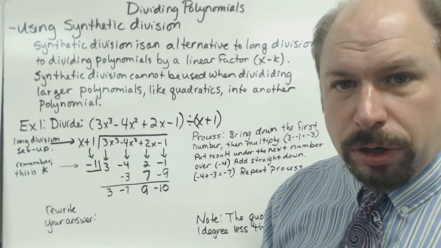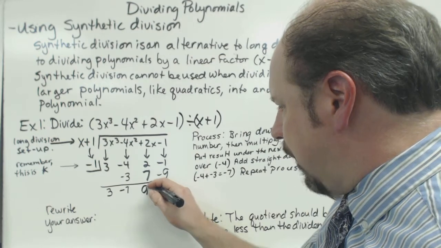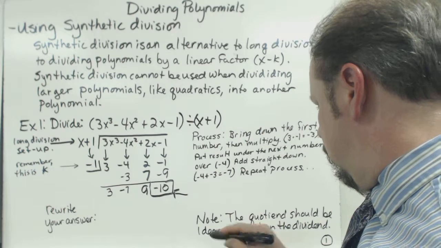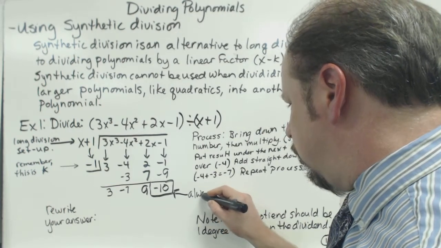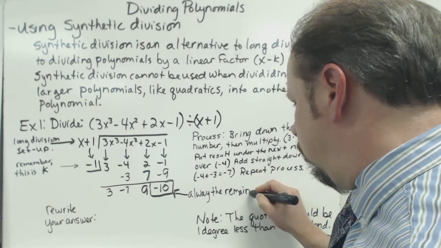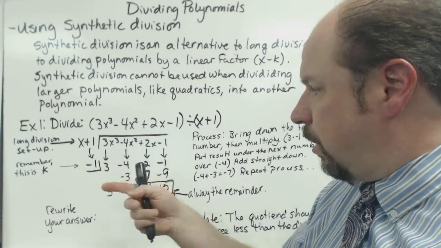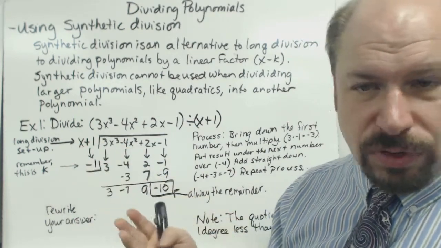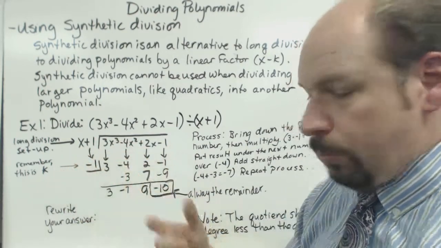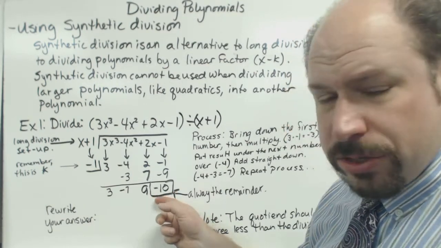Okay, so here's the tricky part. The tricky part about this is rewriting your answer. So we have to remember this last number here is always the remainder. Okay, so always the remainder. So sometimes that remainder is going to end up being 0, which means this number is a factor, because we've talked about that already. If the remainder is 0, this is an exact factor of our polynomial. In this case, it's not a factor. So we have to remember this is a remainder.